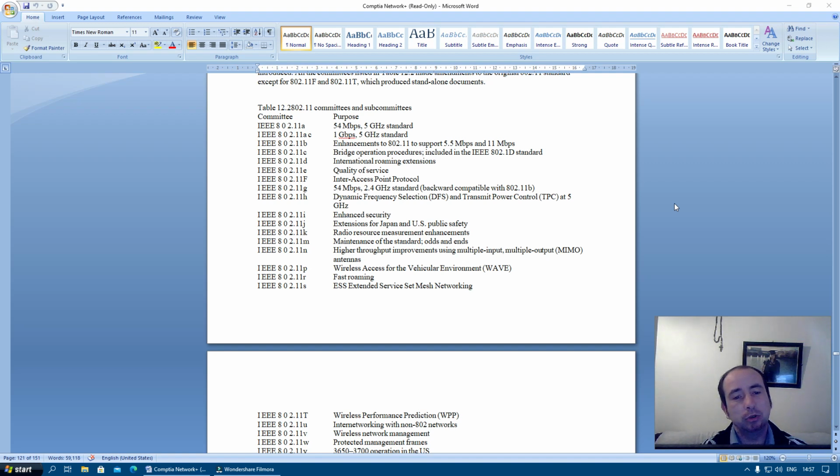IEEE 802.11d: international roaming extensions. IEEE 802.11e: quality of service. IEEE 802.11f: inter-access point protocol. IEEE 802.11g: 54 megabits per second, 2.4 gigahertz, backwards compatible with 802.11b.